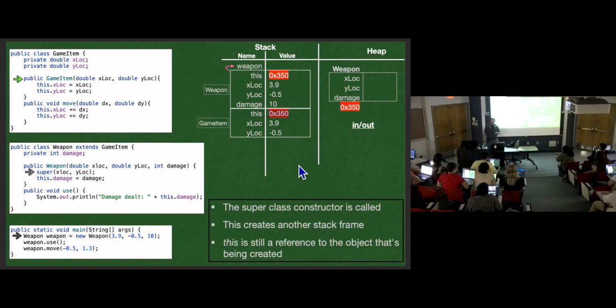It's still a reference to the object being created, and there's only one object being created. We have two constructor calls, but only one object being created. So this is a reference to that same object that the child class constructor had, the single object that's being created through two constructor stack frames.